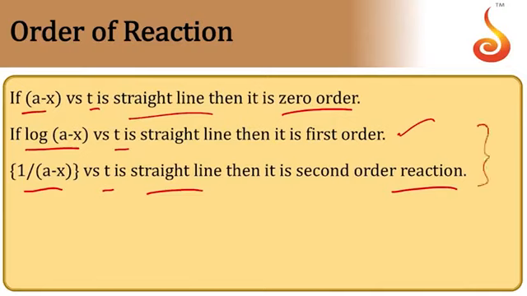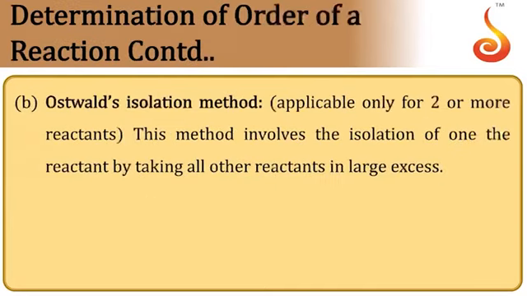So take the equation, bring it in the form of y is equal to mx plus c, and you are going to get straight lines in these cases. This is regarding determination of order of reaction, which is called the graphical method.